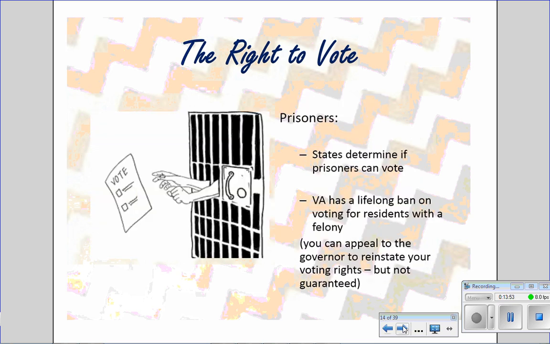Prisoners, that's another group that voting rights can be an issue. States determine if prisoners can vote. In Virginia, Virginia has a lifelong ban on voting for residents with a felony. So if you are convicted of a felony, then you lose your right to vote in Virginia for life. You can appeal to the governor to reinstate your voting rights, but it's not guaranteed, and it's pretty rare. But if you were convicted of a felony and felt strongly about wanting your voting rights back, you could appeal to the governor and try to get your rights back.